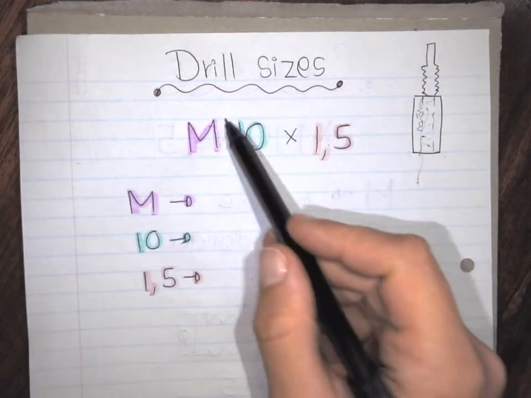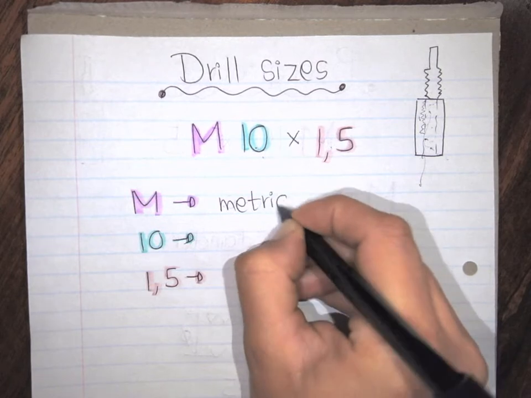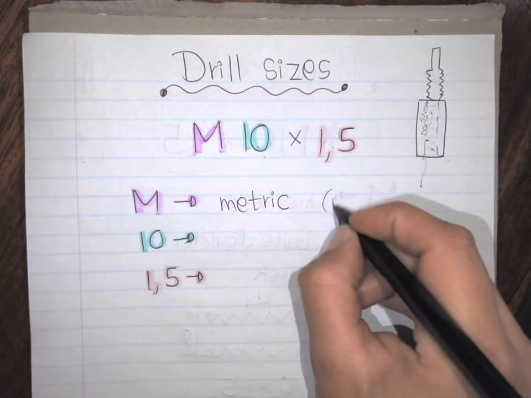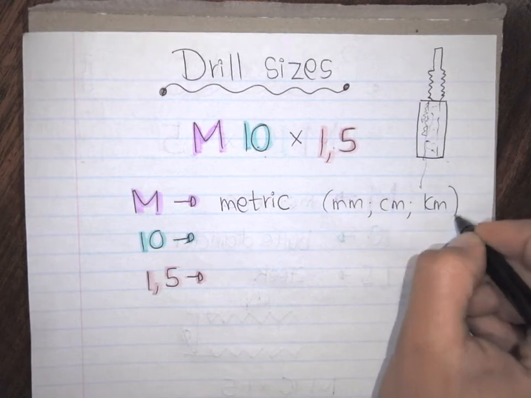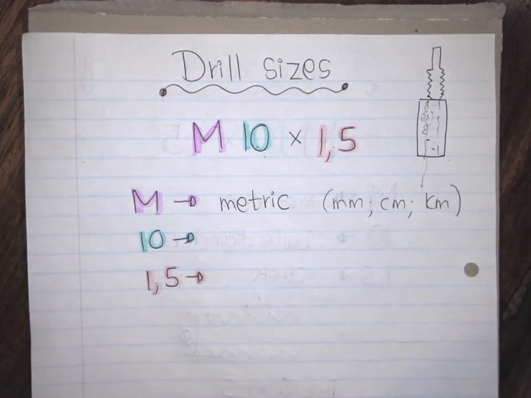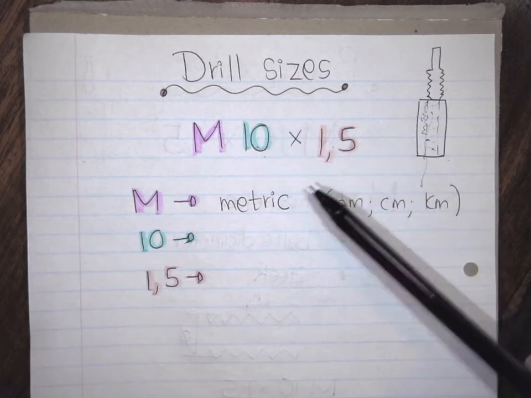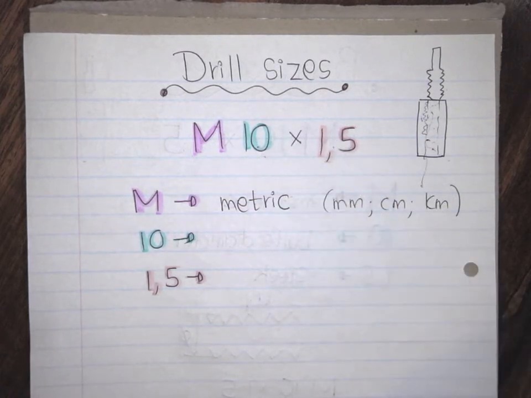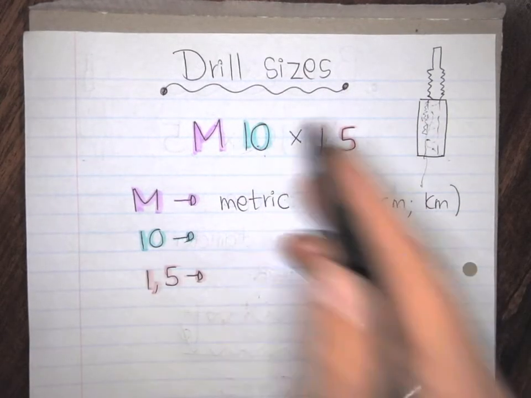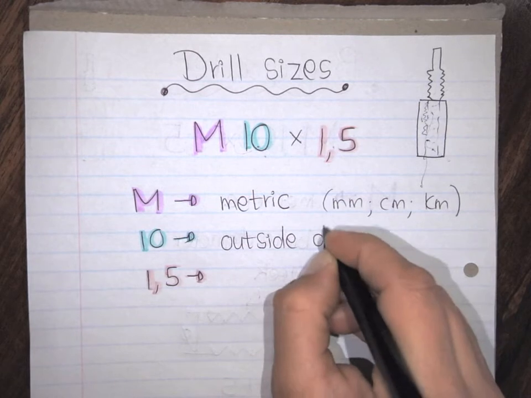So the M over here stands for metric, which means we use the metric system. So millimeters, centimeters, kilometers, and so forth in South Africa. So this just means that all of this is going to be in millimeters in our case. So the 10 over here is the outside diameter.